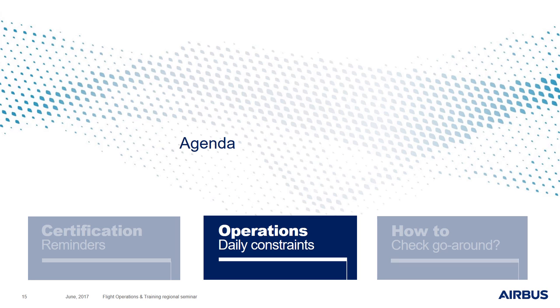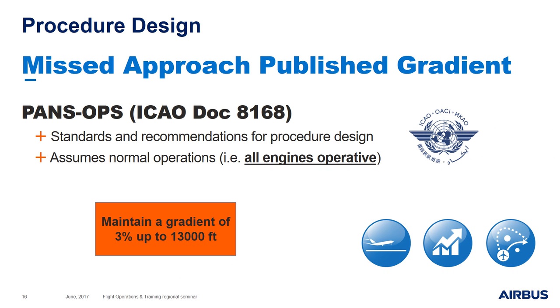However, for daily operations, airlines have to face different constraints. In operations, some airports published missed approach gradients like the one that we saw in the beginning of our presentation for Bogota. The missed approach gradients are determined following PANSOPS rules. They assume normal operations, meaning all engines operating.